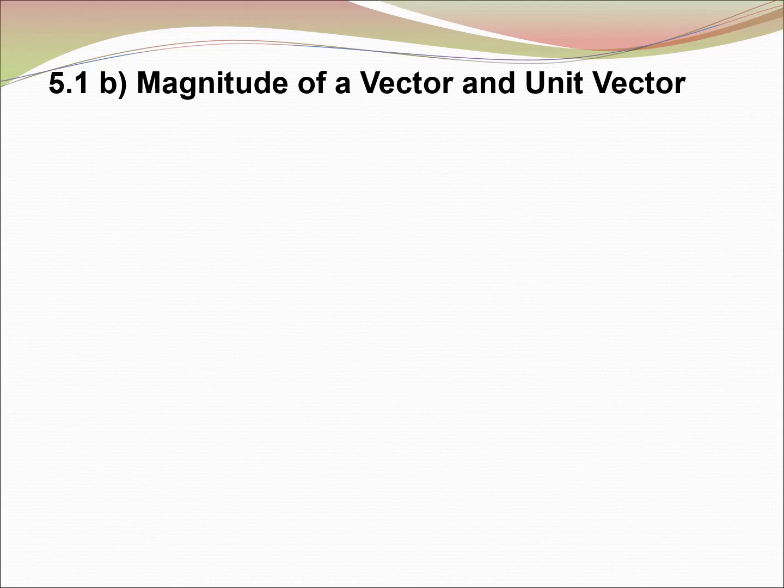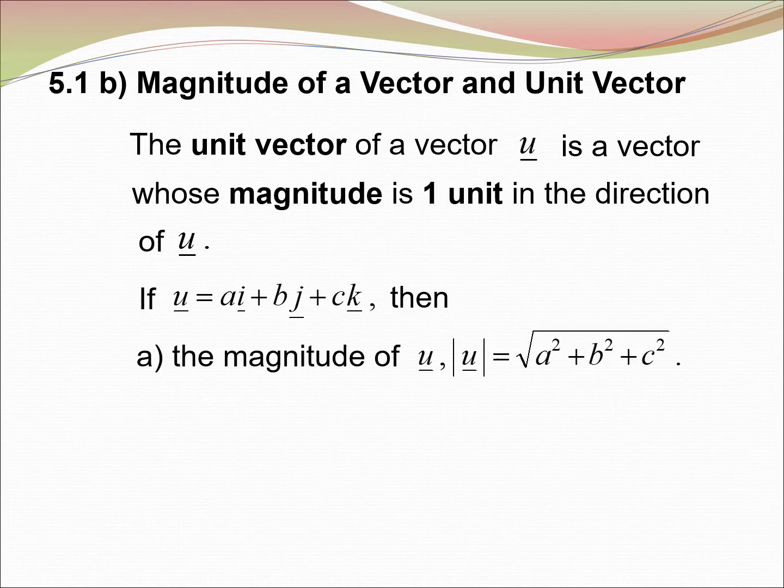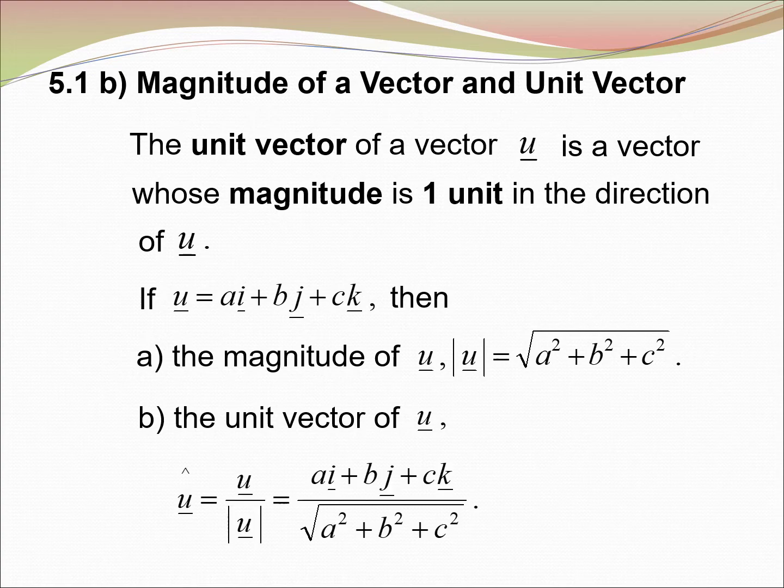Magnitude of a vector and unit vector. The unit vector of a vector u is the vector whose magnitude is 1 unit in the direction of u. If u is equal to ai plus bj plus ck, then the magnitude of u is the square root of a squared plus b squared plus c squared. The unit vector of u is the vector divided by its own magnitude.